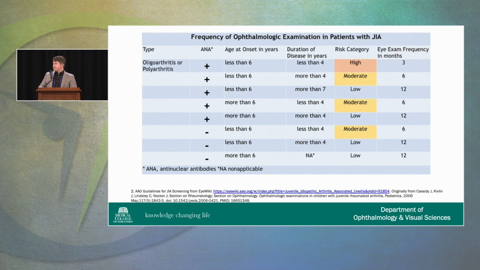You should all have this if you see children in your department, hanging on the wall. This is the screening guidelines. I'm not going to go through line by line and tell you. AAO has this published on iWiki. You can just grab this chart and print it. It's very easy to carry around. It just tells you who's high risk based on their age, what their ANA test is, whether they're less than 6, greater than 6, and how long they've had their disease. And then it tells you how often you should screen these patients. So you should follow this. It's a good guideline based off of a good group of data.